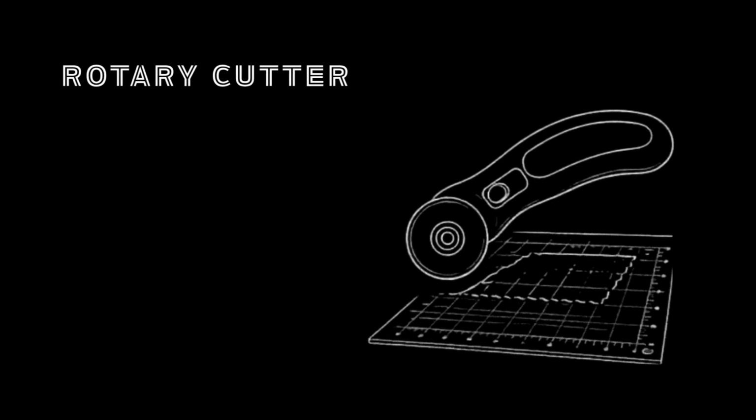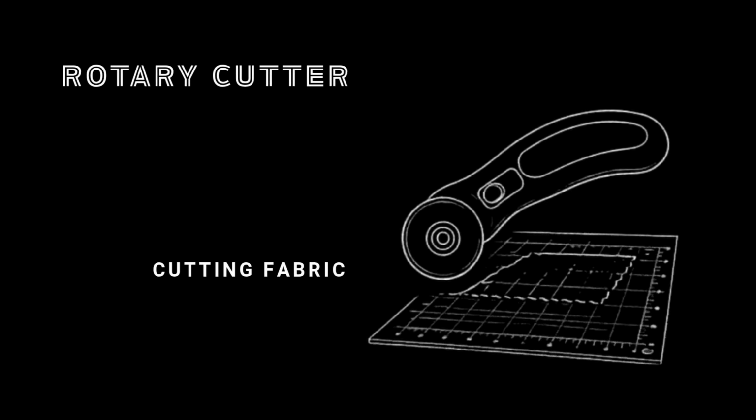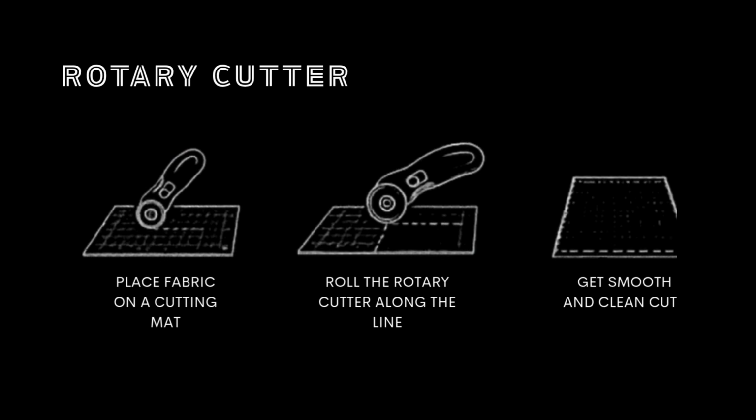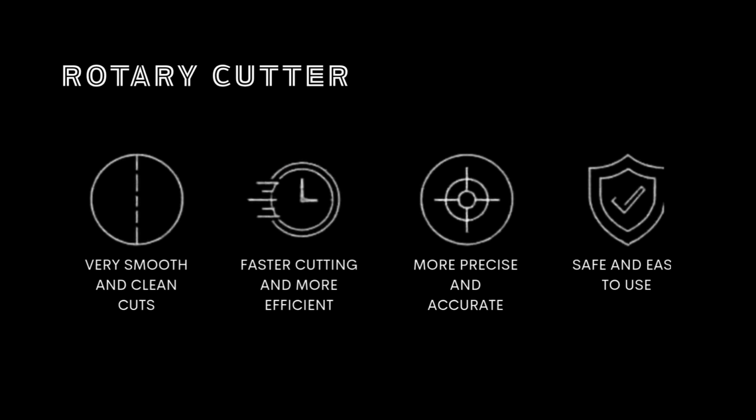Next, we have the rotary cutter. A rotary cutter is another cutting tool used mainly for fabric. It gives very smooth and clean cuts and works best with a cutting mat. Many professionals use rotary cutters for faster and more precise cutting. So these are some of the most common drafting and cutting tools used in pattern making. If you're just starting, you do not need to buy everything at once. Start with the basic tools and slowly build your collection.